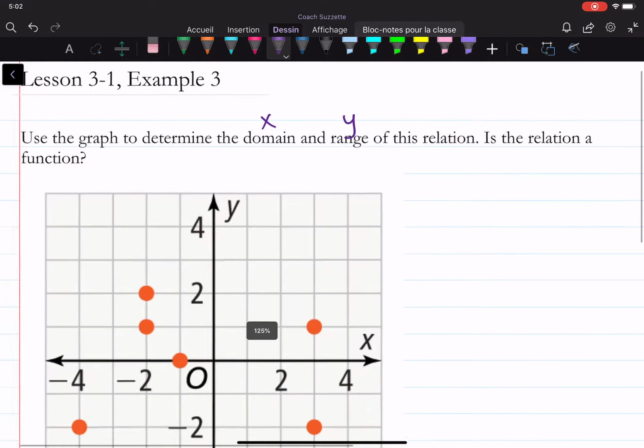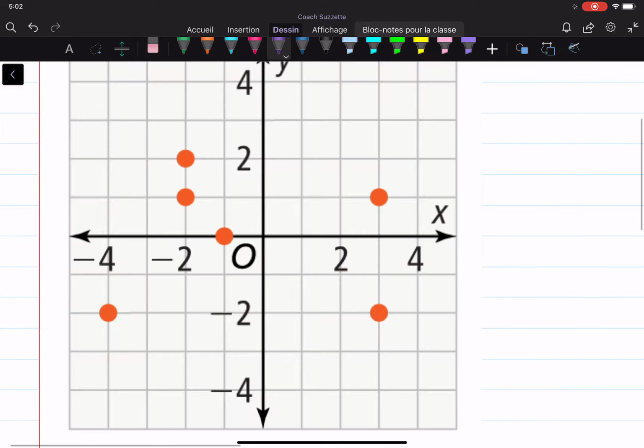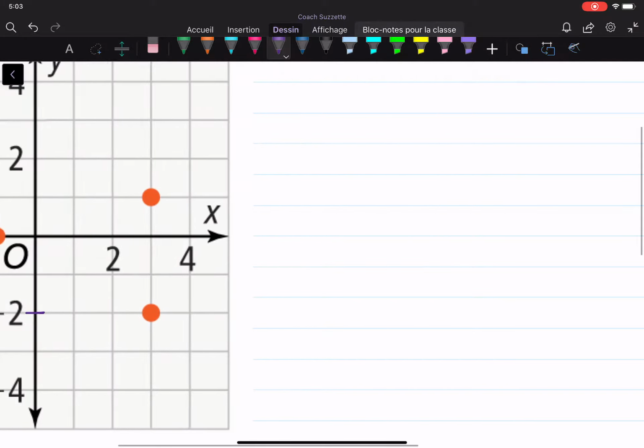Okay, so if we are talking about determining all of the x values in the domain, that means look at where all of the points are and determine the x coordinate. So for this point here, what's the x coordinate? x equals -4 right here. And of course the y value is -2. So -4 is in our domain, so let's start our list.